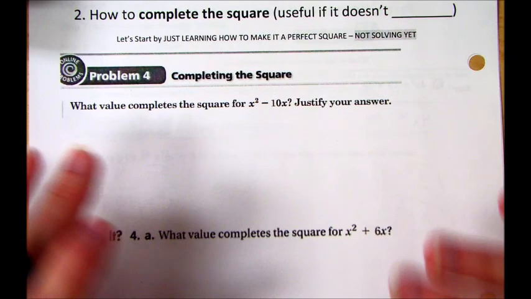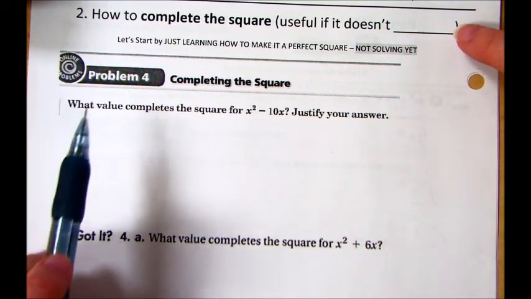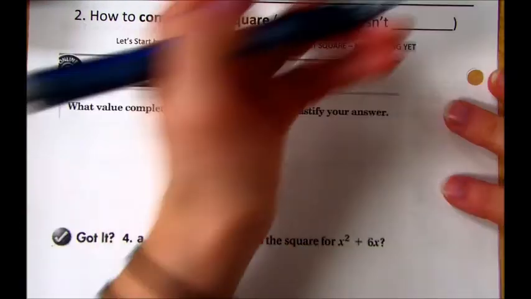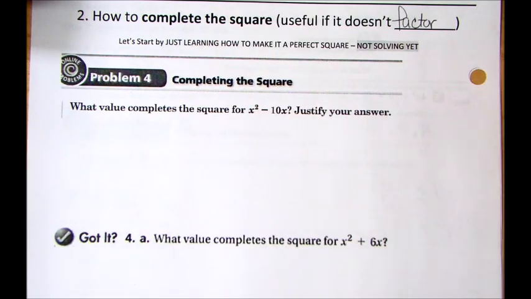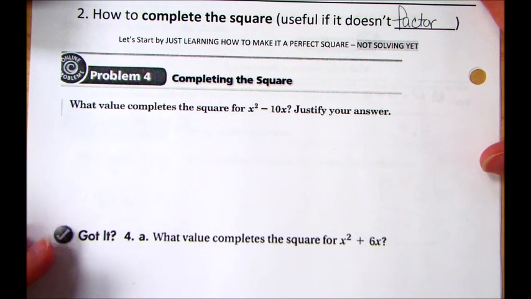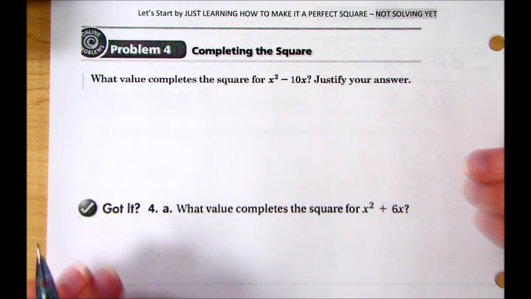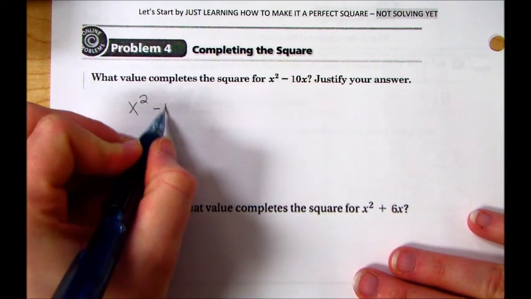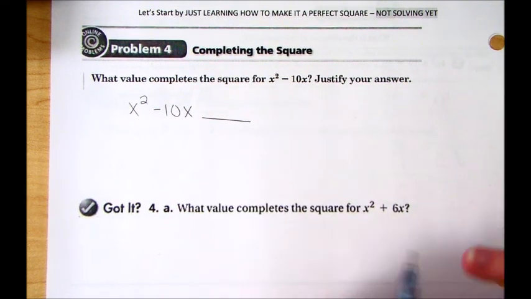All right, now this is where the majority of the lesson is going to land. It's how to complete the square. I will go through this as fast and as painless as I can. This again is useful if it doesn't factor. If a problem factors, please feel free to factor it, or you can still complete the square if you decide that you like this. We're not going to solve yet, we're just going to get it ready. In problem number 4, they're saying you have x squared minus 10x, and they want to know what value you would need back here so that you can complete the square. Well, I will teach you.